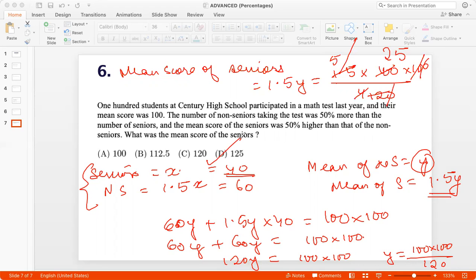Okay, so that was, as I said, an advanced drill. So if you had some trouble with it, it's important to go back and revise percentage concepts. This drill is basically targeted at those who are looking at a 750 plus in math. I'll have more such advanced drills for math coming up in future.